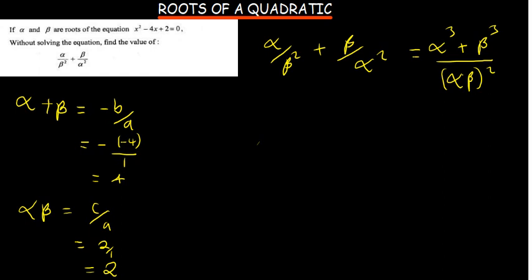Now I cannot substitute into alpha cubed plus beta cubed. That means I need to factorize, okay? Alpha cubed plus beta cubed. And for that one, it is going to be alpha plus beta.